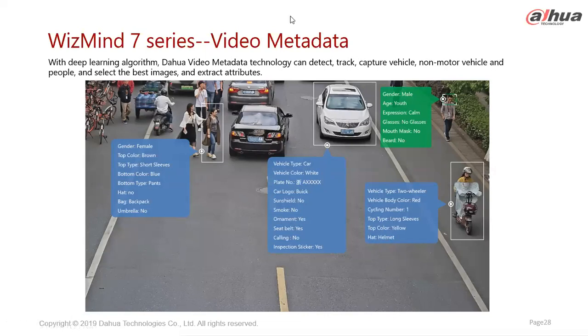So let's say you're taking a picture of someone. For the picture of someone, you'll need to do video metadata, including whether the person is wearing glasses, whether the person has a beard, whether the person is smiling, the facial expressions, and whether the person has a mask. So that's the video metadata definition.